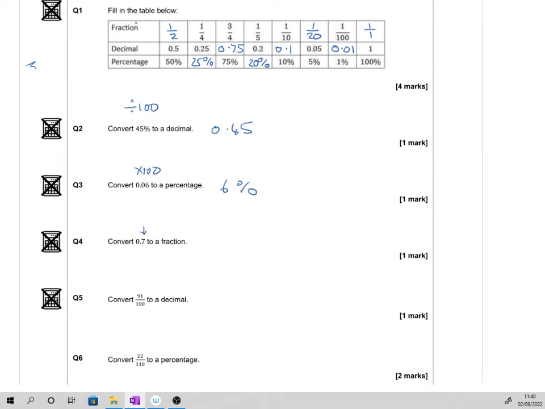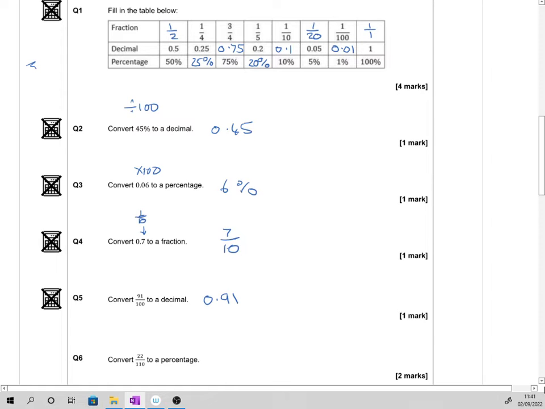That is in the tenths column. So this will be 7/10. And 91 hundredths to a decimal is going to be 0.91.